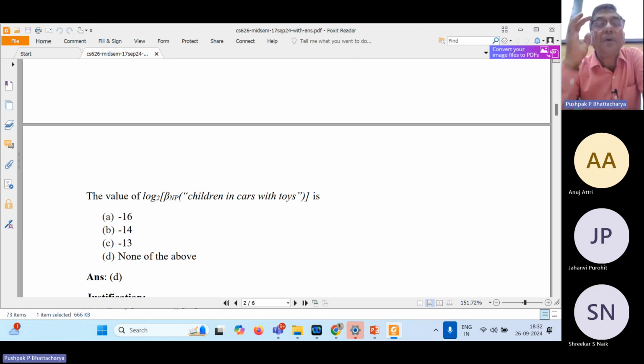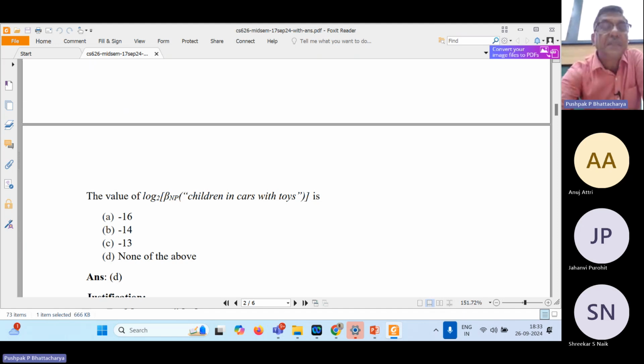Then the value of log 2 beta NP. This required some attention to the lectures. So what is the definition of beta? What is this notation beta NP and the whole sentence here? What does it mean? So we know that beta NP will be equal to the beta value of both the parse trees. Beta NP children in cars with toys will be essentially equal to the sum of the probability values of all the parse trees.